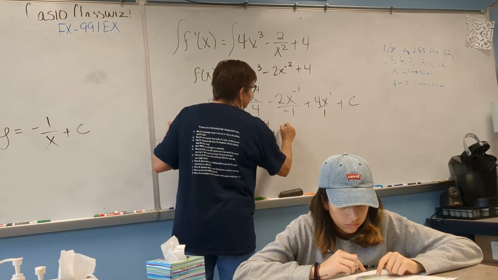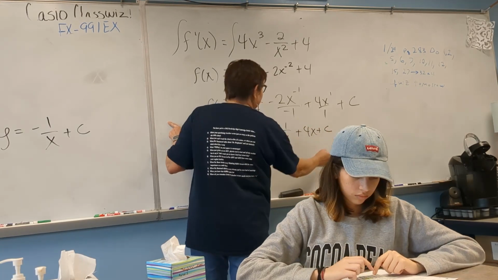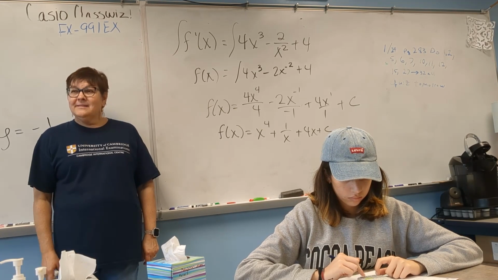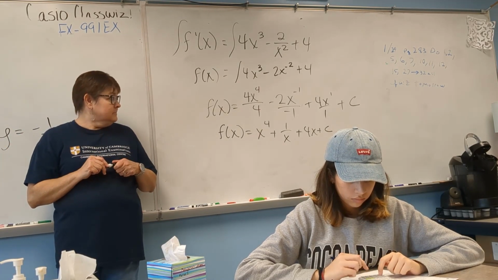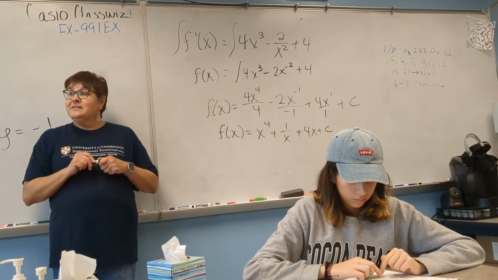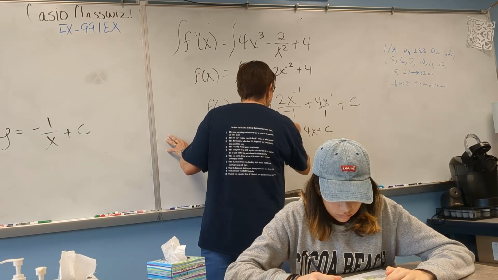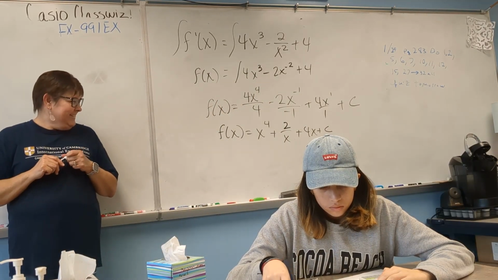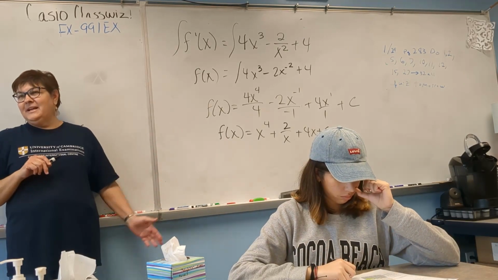X to the 4th plus 1 over x plus 4x plus c. How'd we do? Yes, question. Shouldn't it be plus 2 over x? Yes, good catch. It's so good to be smart, unlike myself. Thank you, I appreciate you. Good job. I just didn't like the 2 today, so I got rid of it.